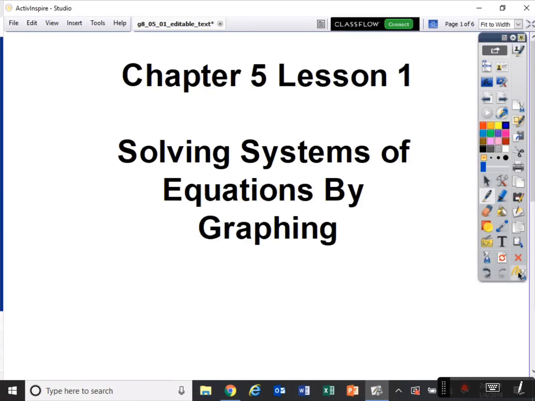All right, Chapter 5, Lesson 1, Solving Systems of Equations by Graphing. Before you can learn how to solve a system of equations by graphing, you have to know what it means to solve a system of equations.